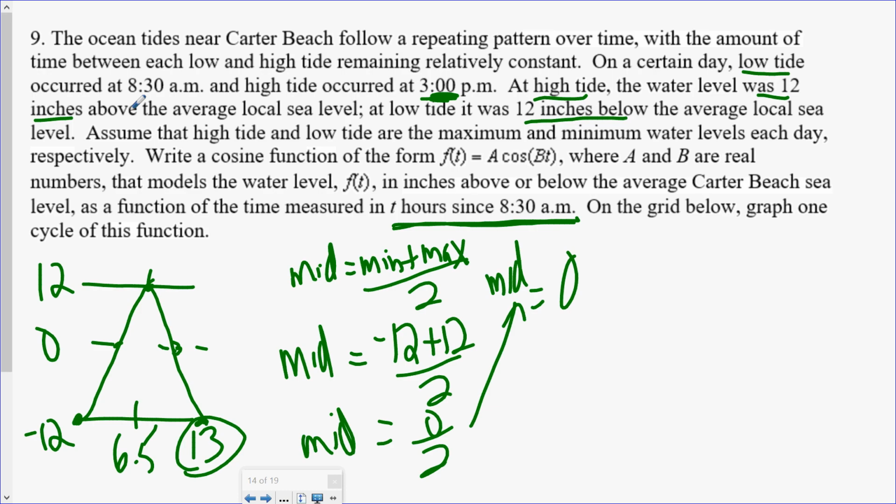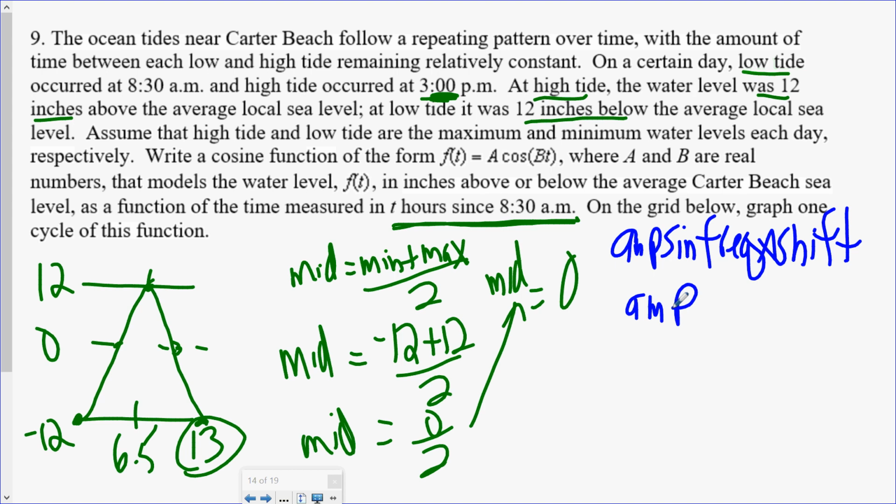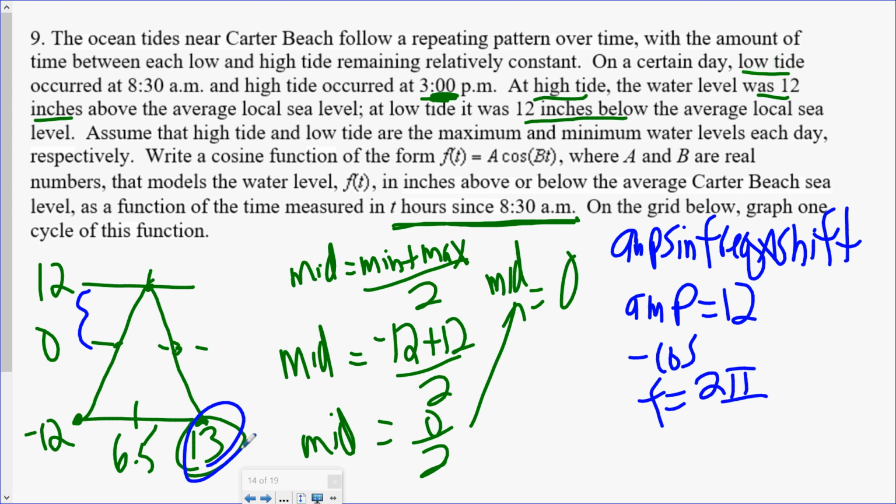So I've got my little picture. It wants me to write a function. All right, well, amp sine freq x shift. Amp is the distance from the max to the midline. My amp is 12. It's a negative cosine. Frequency is 2 pi over the period, which is 13. Shift is the midline, which is 0.